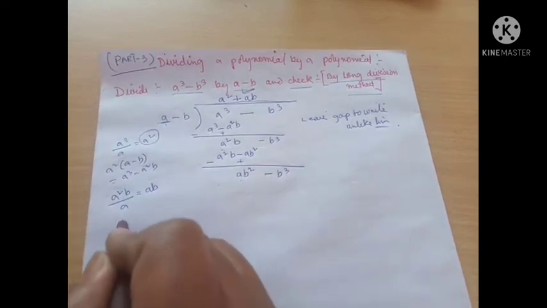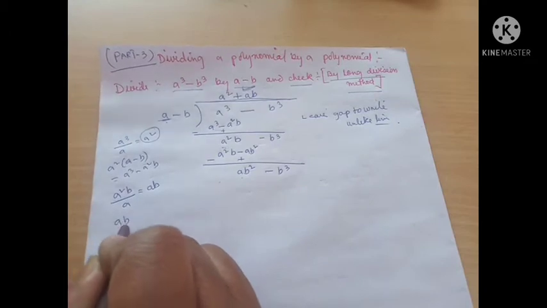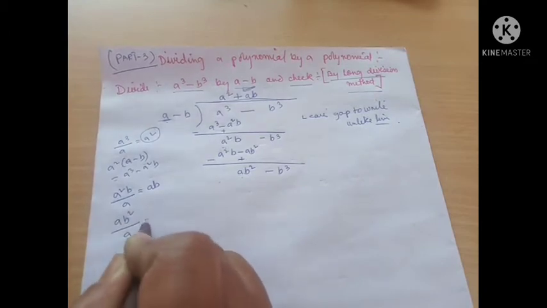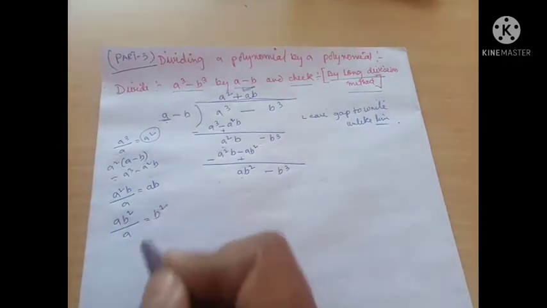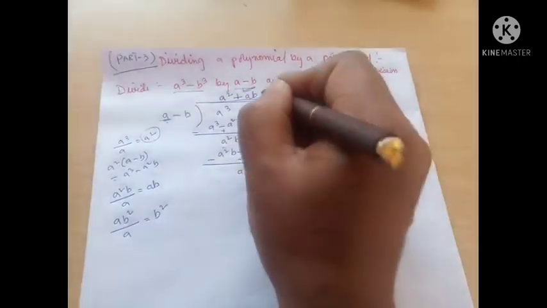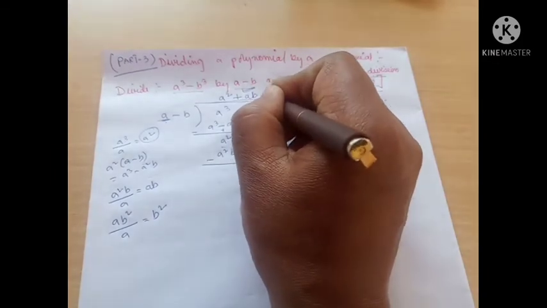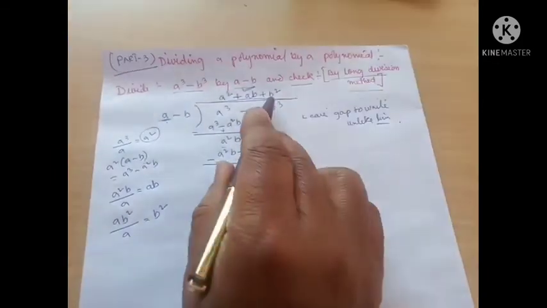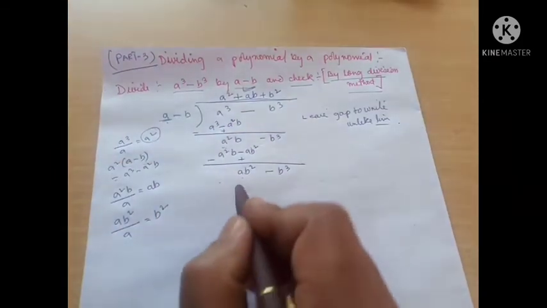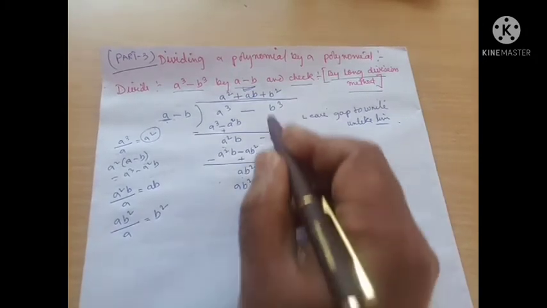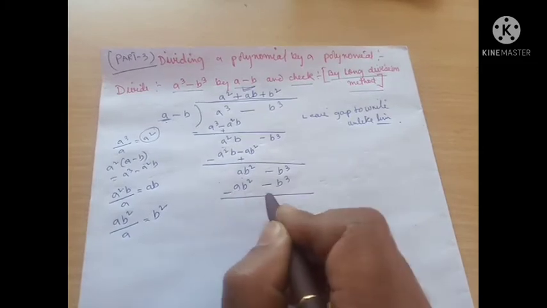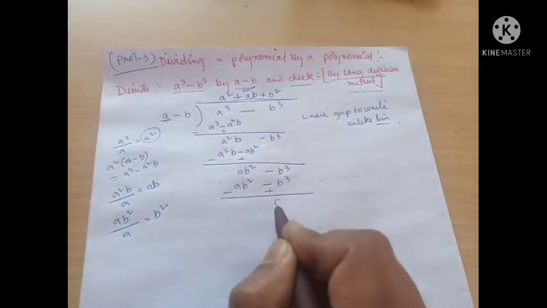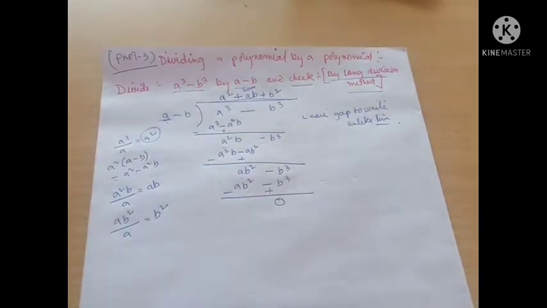So again, here let's see AB square by A. The answer you will get is B square, right? So B square plus B square will become a quotient again. Then this quotient you have to divide with the divisor. You will get AB square, then minus B cube, minus plus. The remainder will become zero. Understand?